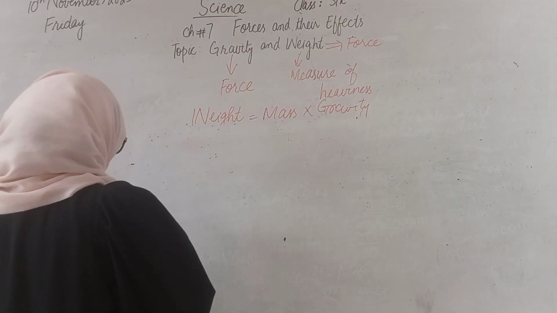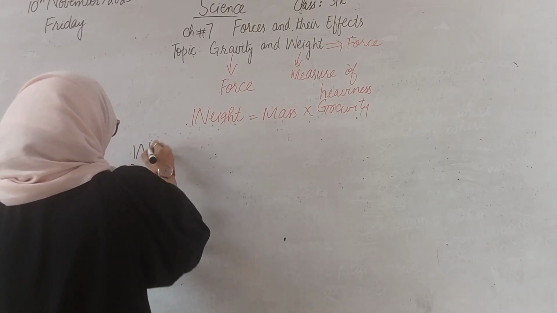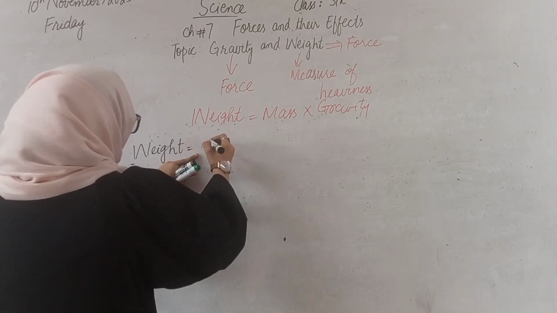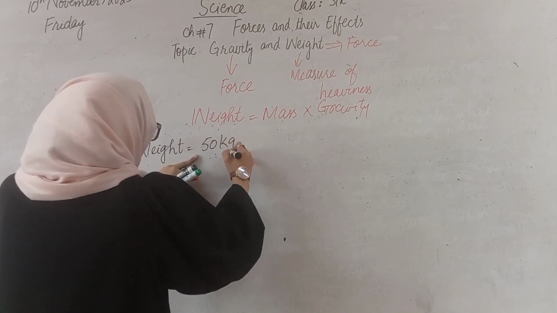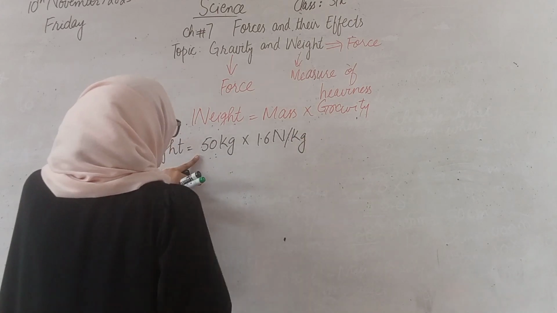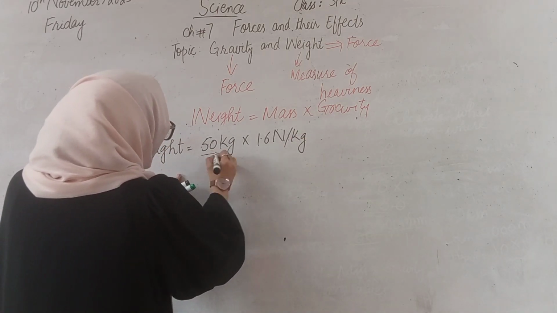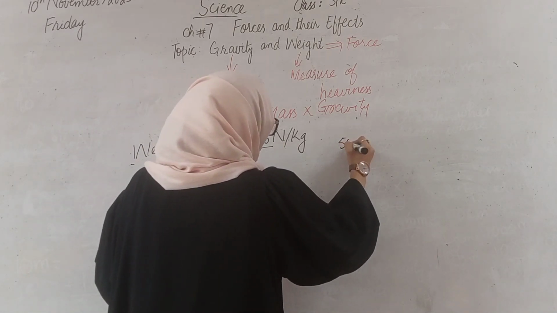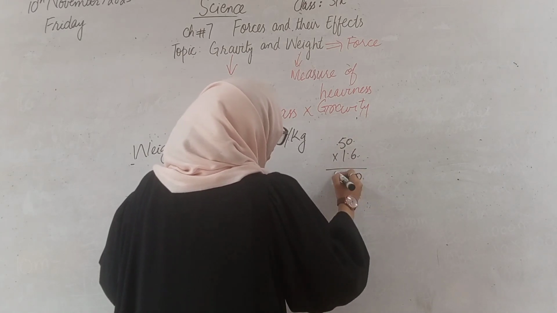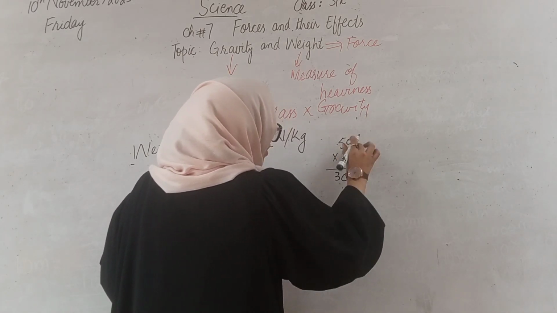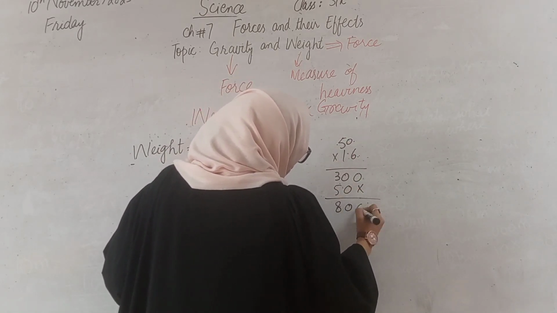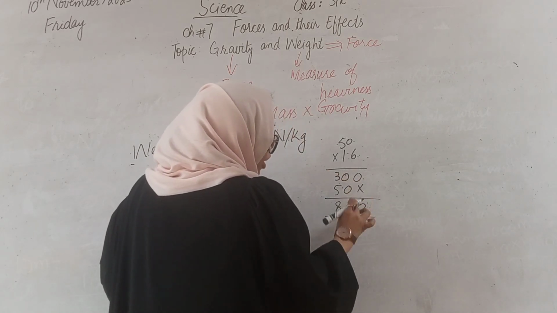As we are putting the values in the relation, we will write weight as it is, and we have to put the value in place of mass. We are given 50 kilogram for mass and 1.6 Newton per kilogram for gravity. We will multiply 50 with 1.6. 6 zeros are 0. 6 fives are 30, 1 zero is 0, 1 five is 5. 3 plus 5, 8, 0 and 0.